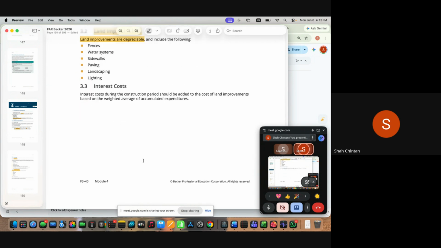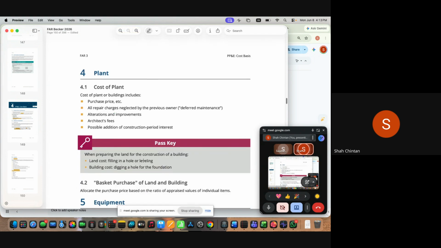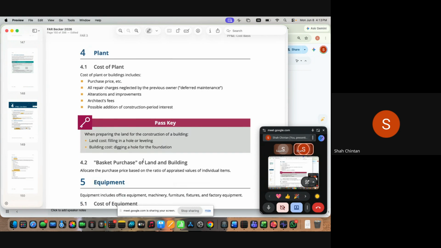The last one, interest cost, इसके ऊपर आता है. This is something called a borrowing cost. So we are not starting right now. The next point is the cost of plant. And this is not only cost of plant, I'll say cost of property, plant, equipment, anything.